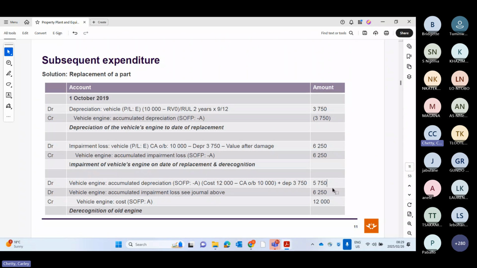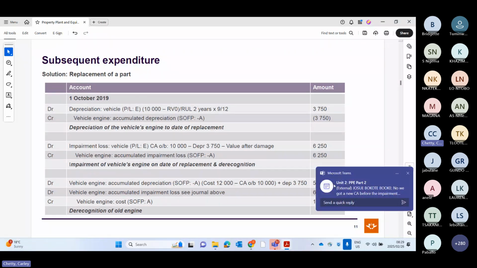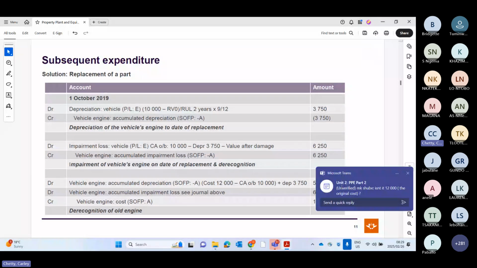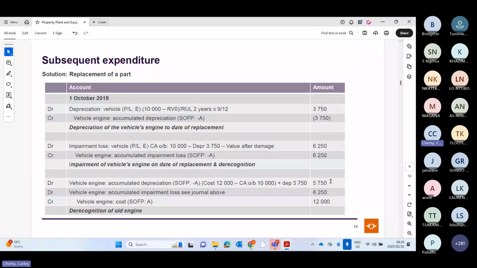So then we are debiting vehicle engine accumulated impairment loss. So remember we processed an impairment of 6,250. So we're debiting vehicle engine with the accumulated impairment loss. We are taking out the impairment loss. We are reversing it. It was processed on the 1st of October, but now because we have scrapped the asset, we actually need to remove the cost and accumulated depreciation from our records.